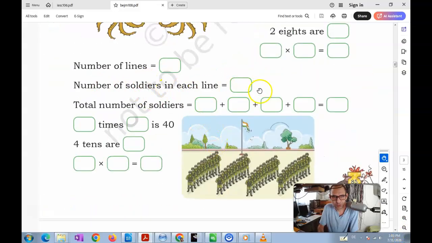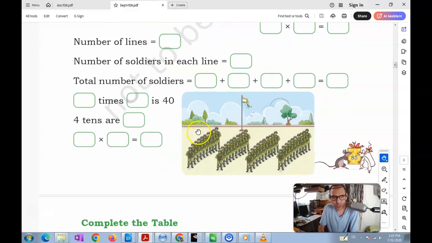So the number of soldiers in each line is 10, and we have 4 lines. So the total number of soldiers would be 10 plus 10 plus 10 plus 10, 4 times, because we have 4 lines, right? Based on this, we can say that 4 times 10 is equal to 40, or instead of saying 4 times 10, we could say 4 tens are 40. Mathematically we can write 4 times 10 is equal to 40, right? So that's another example of multiplication.